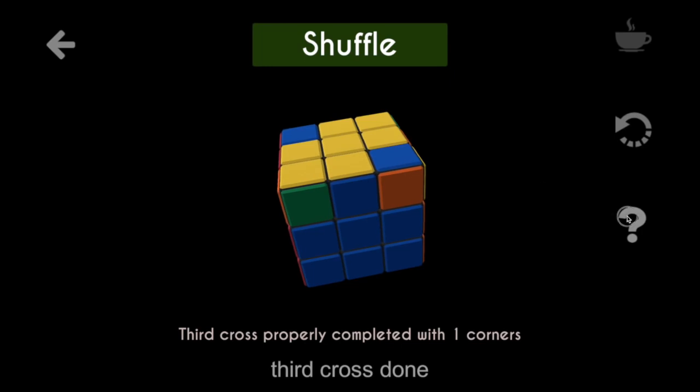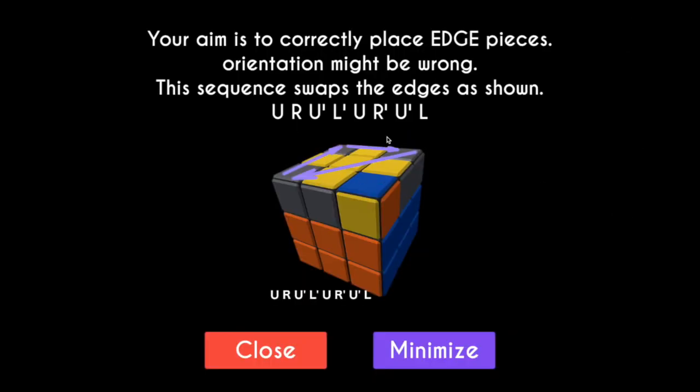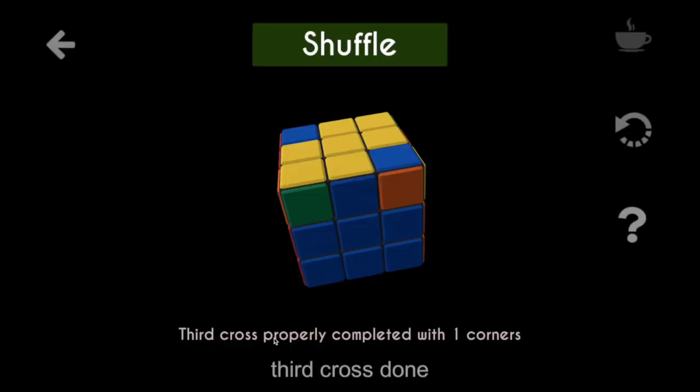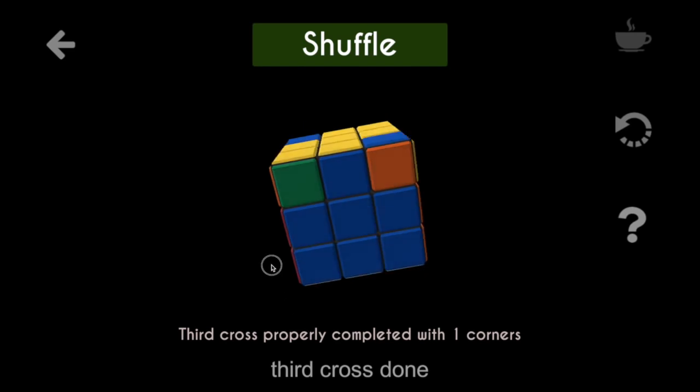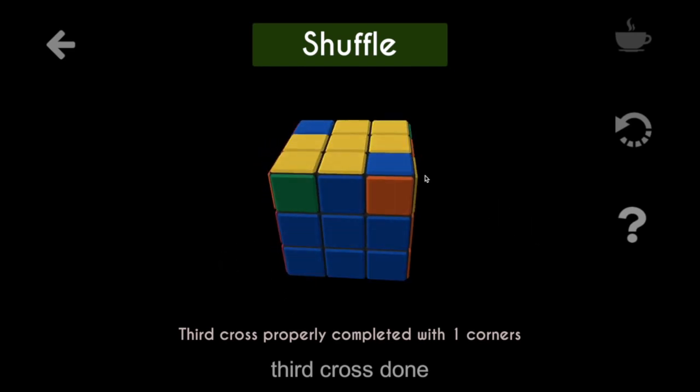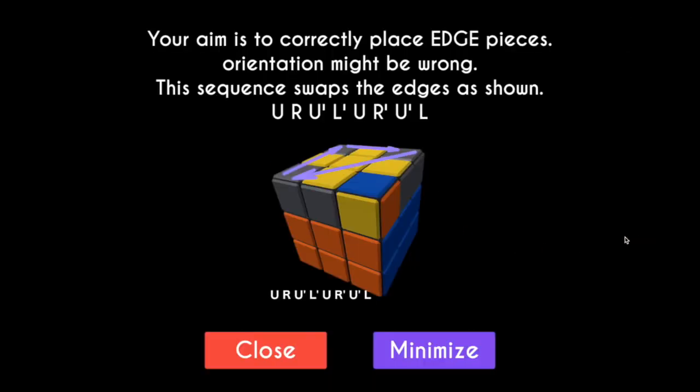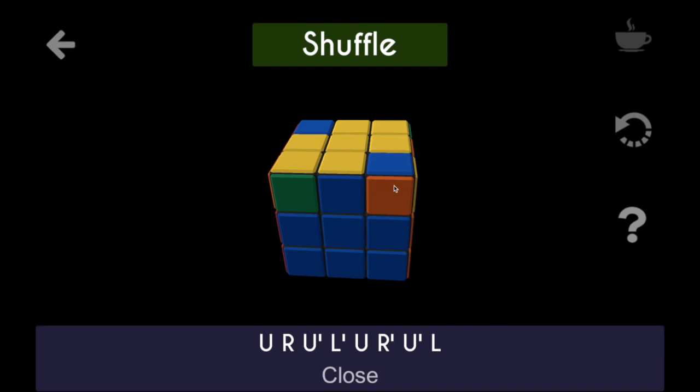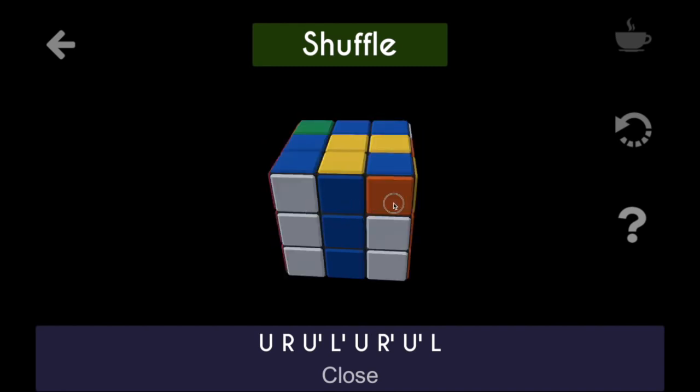So now what do we do? Now this sequence, it interchanges these 3 corners. So we need to hold the cube in such a way that the correct corner position is at this position, and then perform the sequence to interchange these 3 and get all 4 correct corners. U R U dash L dash U R dash U dash L.